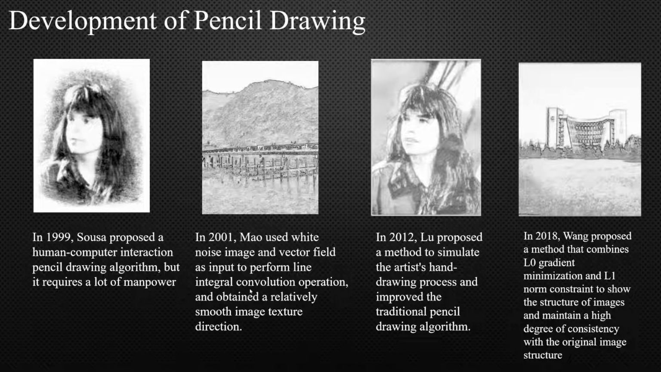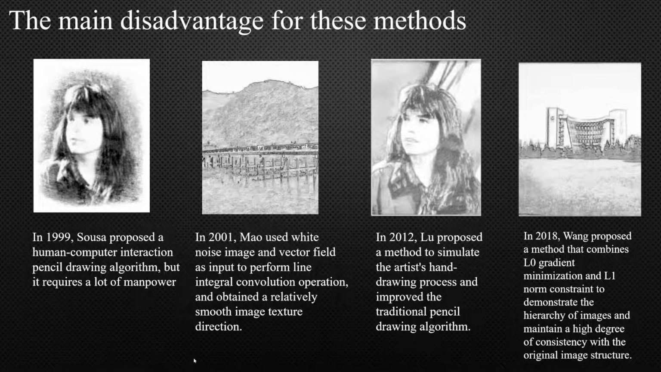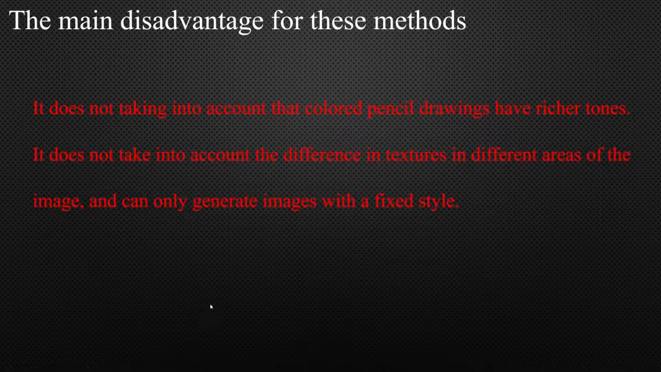In 2018, Wang proposed a method that combines L0 gradient minimization and L1 normal constraints to show the structure of image and maintain a high degree of consistency with the original image structure. But this method cannot get satisfactory results. The main disadvantage for this method is it does not take into account the colored pencil drawing.